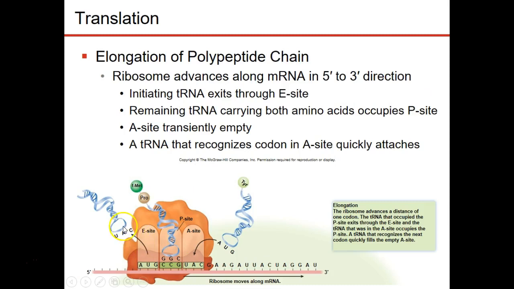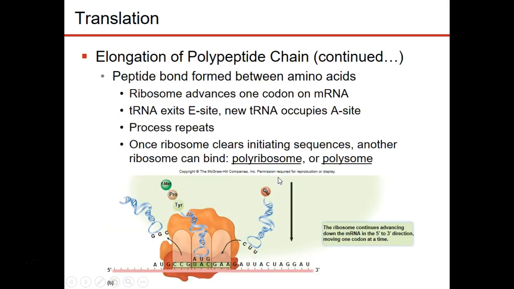And now this original transfer RNA that carried the methionine enters the E site and is able to exit. This one now is in the P site, and now we have the next one coming along carrying the AUG and tyrosine. So it binds here, and then we're going to shift everything again, and we're going to produce a peptide bond between proline and tyrosine. And now we have another one coming along.